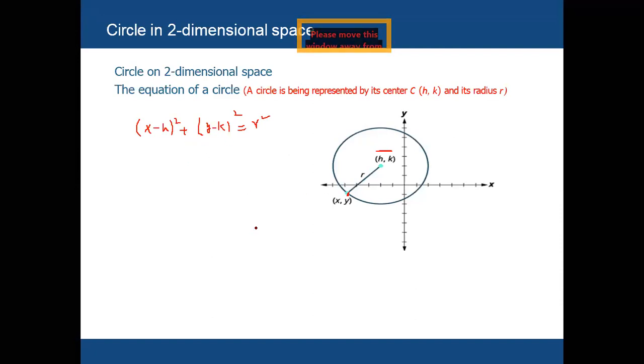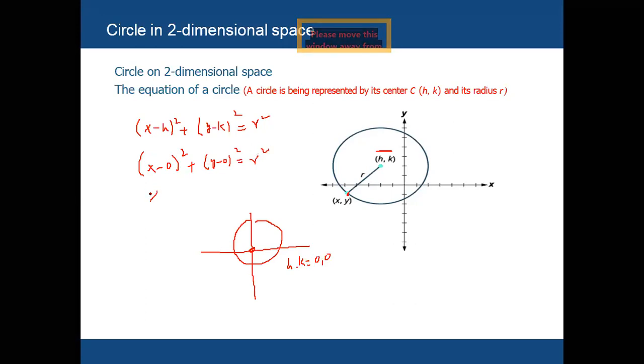For example, if the center lies on the origin, if we consider this circle and its center point is at the origin, these are actually the center, h and k are 0, 0. Then how can we write the equation? We can write (x minus 0) whole square plus (y minus 0) whole square equal to r square. So this means that x square plus y square equals r square.